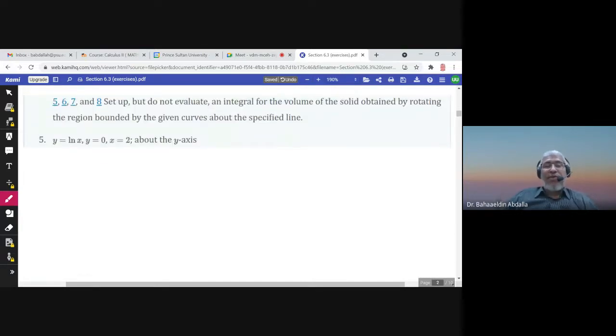Set up but do not evaluate an integral for the volume of the solid by rotating about the specified line. So here, about the y-axis. Let us start by graphing the region. This is the graph of y equals ln x. This is 1. This is the line y equals 0. This is the line x equals 2. So this is the region.